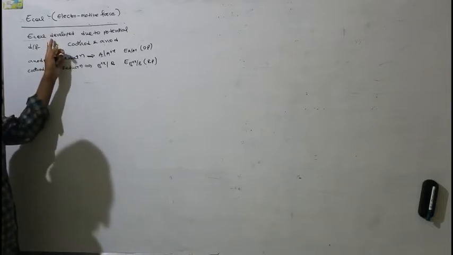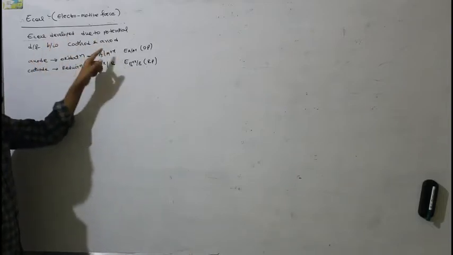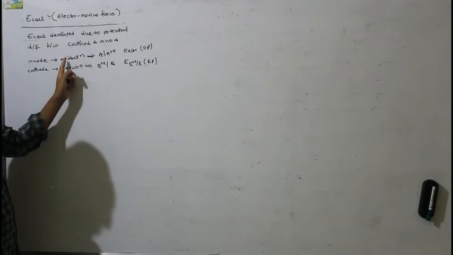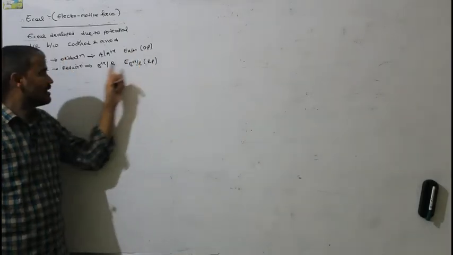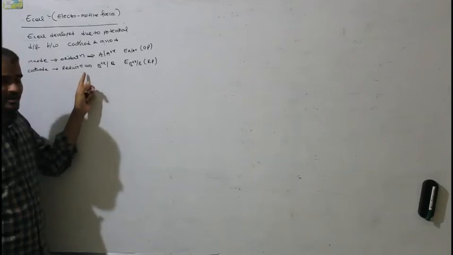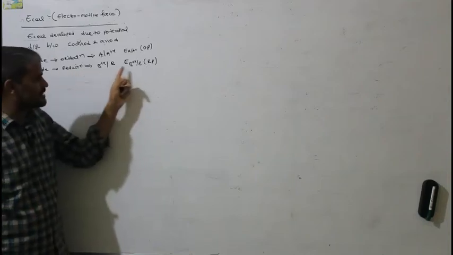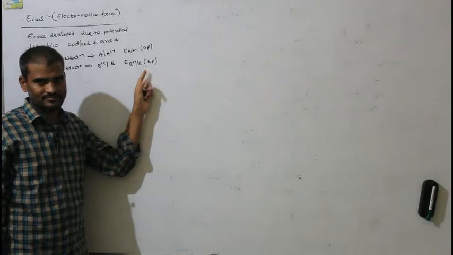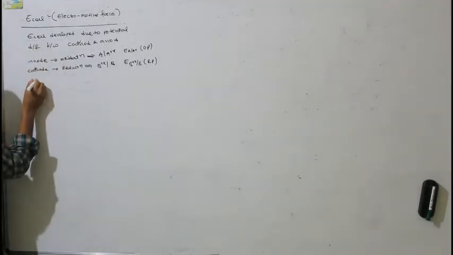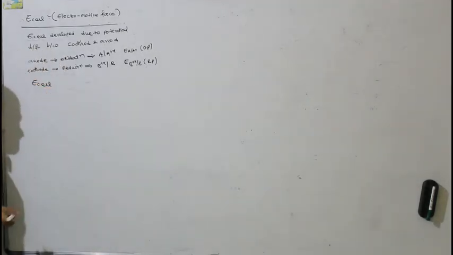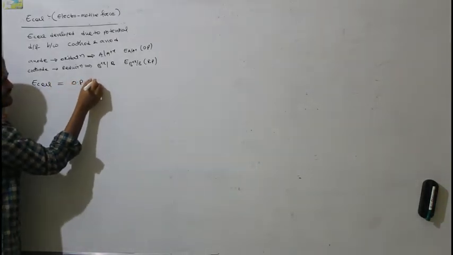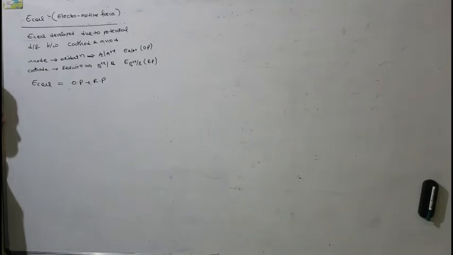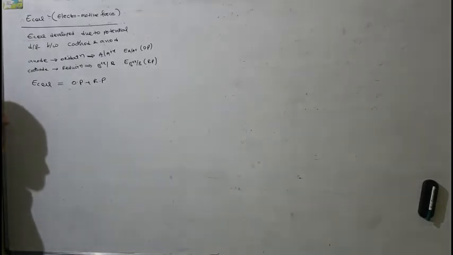So EMF means potential difference between anode and cathode. At the anode electrode, the potential difference we are calling oxidation potential. At the cathode, reduction is happening, so the potential difference will be called reduction potential. So E cell equals EMF, cell potential, equals oxidation potential plus reduction potential.